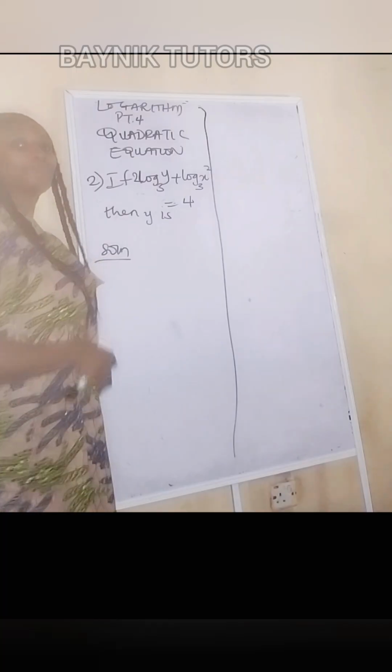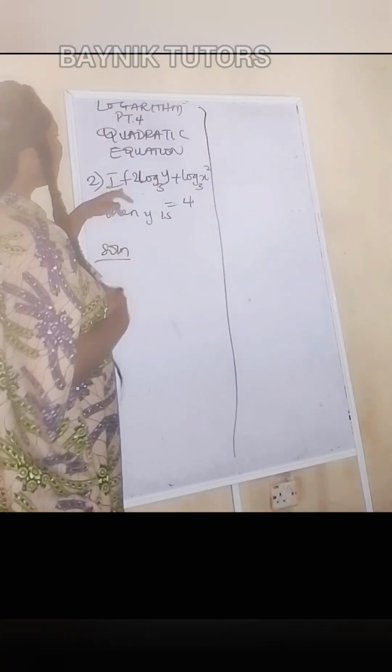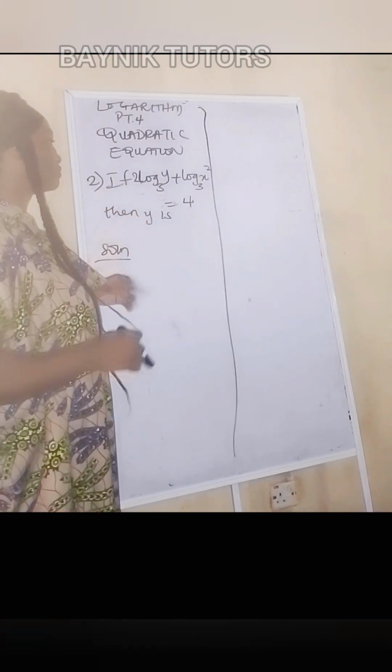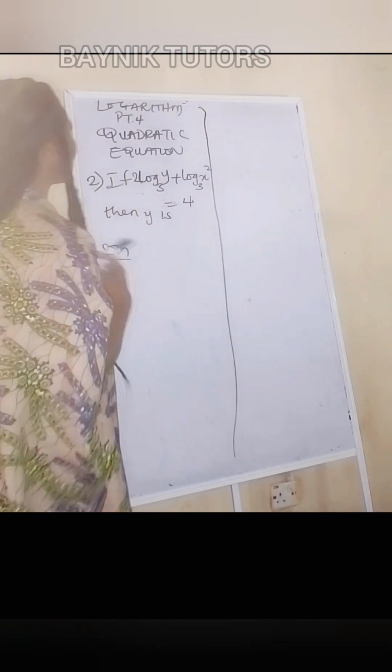Hello beautiful people. Alright, let's quickly smash this question also. Oh yes, so now if 2 log y base 3 plus log x squared base 3 equals 4, then what is y? So now let's quickly do that.